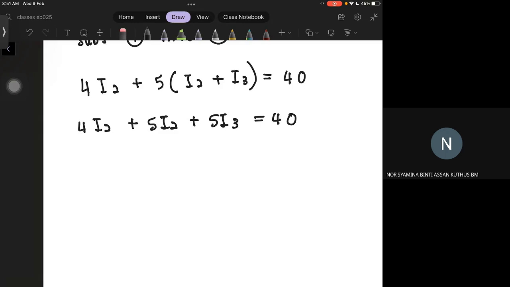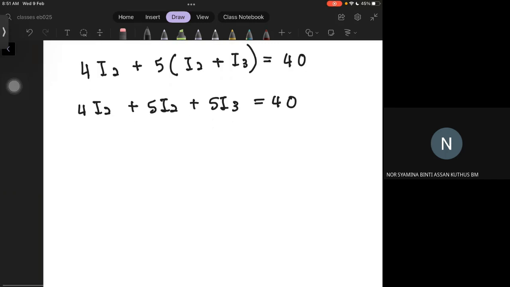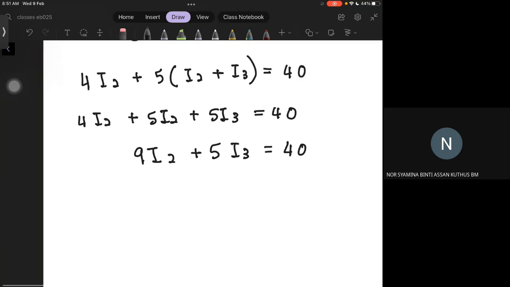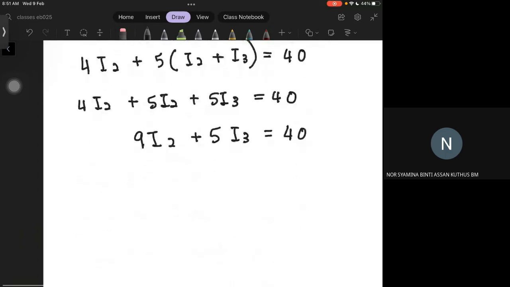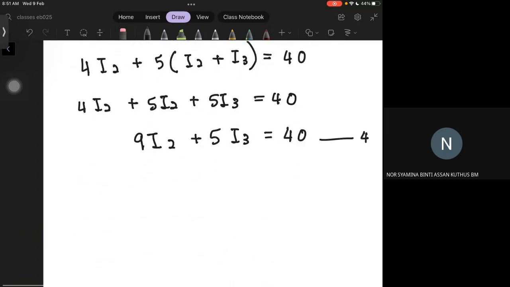Okay. So akan dapat equation yang baru tak dekat sini? Yes, kita akan dapat 4 plus 5 akan dapat 9I2 plus 5I3 equals to 40. So masih lagi ada equation yang baru dekat sini. Equation 3, equation 4. Okay, nak solve soalan dia.